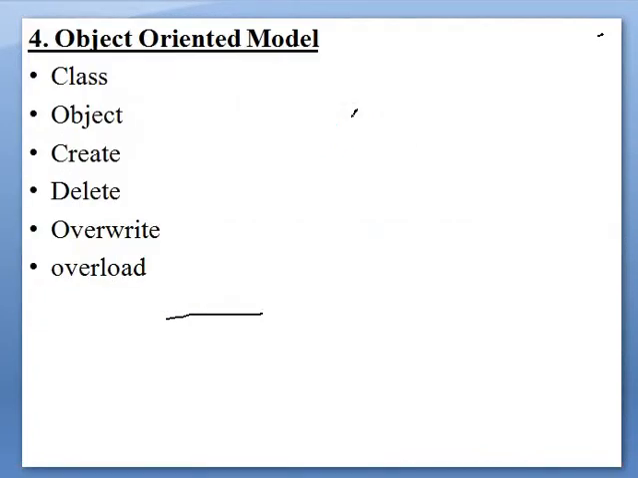So next one we have, which I am not discussing much here, I have just listed the points with respect to the object oriented model. We will write a class, which is a group of objects, with class members like data members and functions. Object is a real world entity to perform or carry out all operations. Create an object, delete an object. Create a database, delete a database. Overwrite and overload are two techniques present in object oriented models.